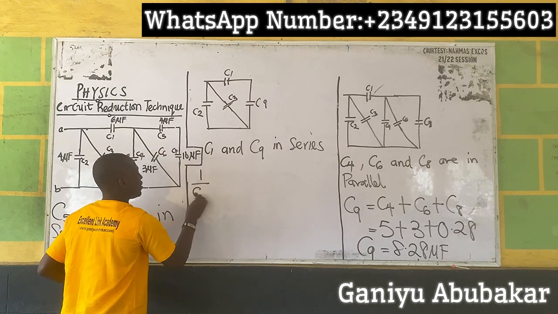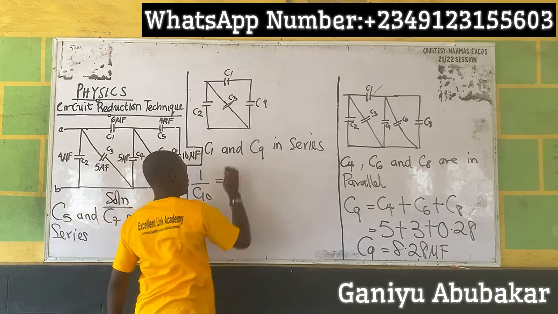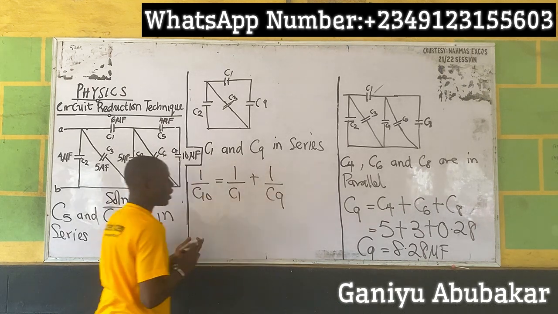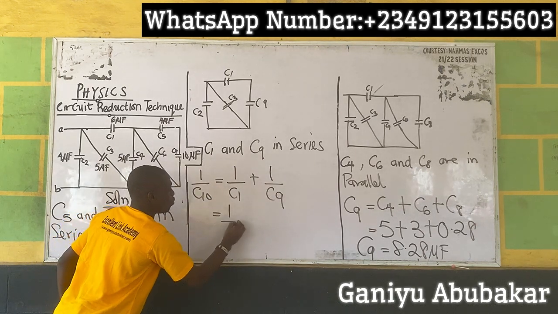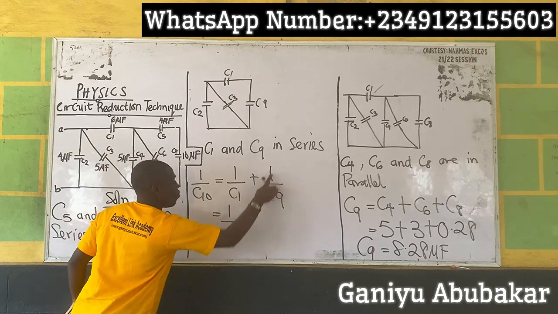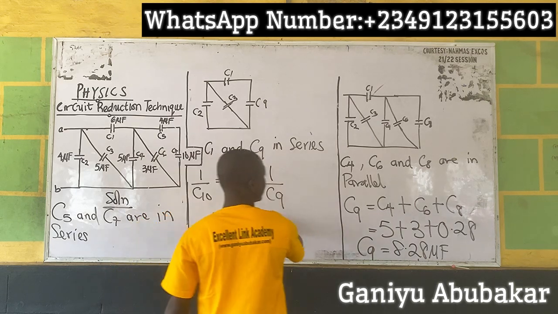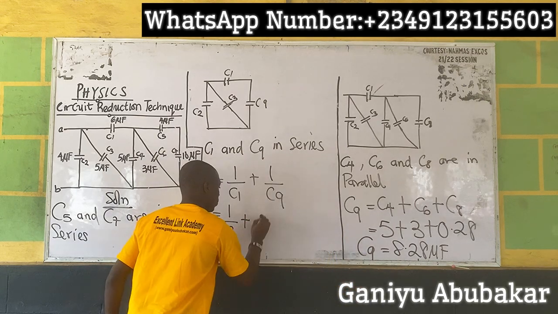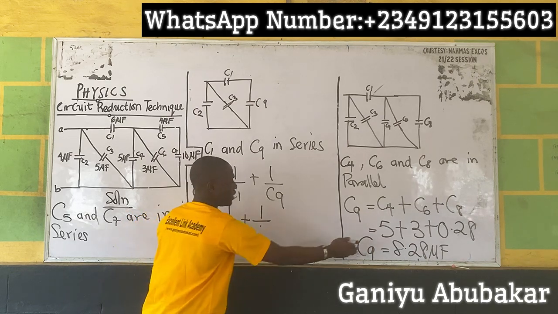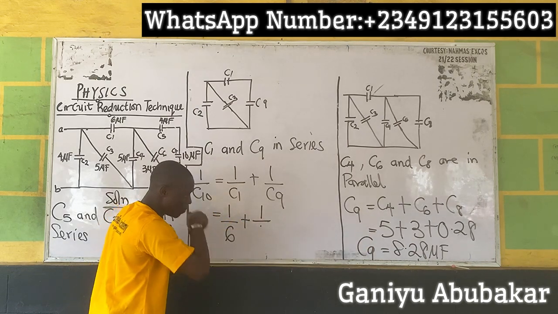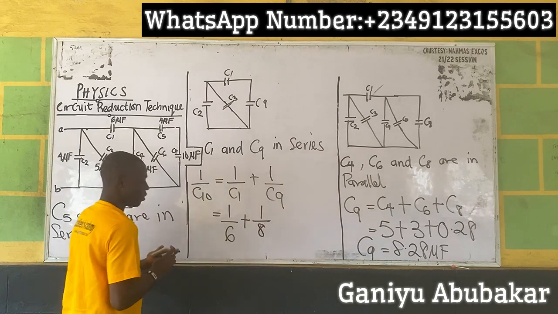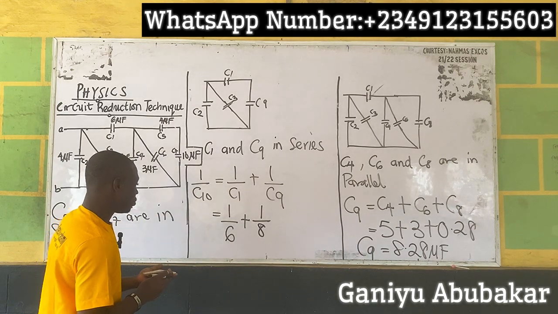So 1 over C10 is equal to 1 over C1 plus 1 over C9. This is now equal to 1 over C1, which is 6, plus 1 over C9. If I approximate, this should give me 8, perhaps. Okay, let's use 8 here.